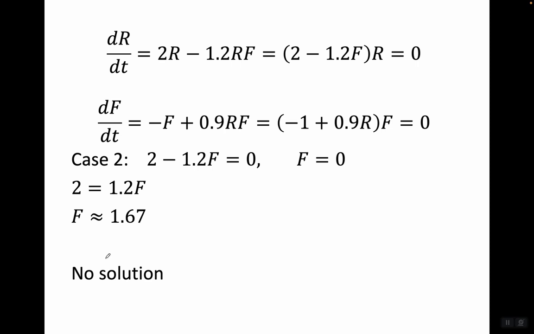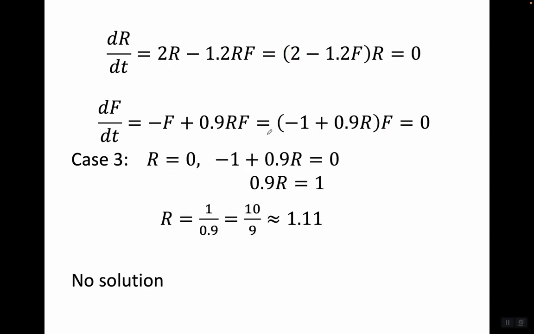Okay, let's try case 2. For case 2, this equals 0, 2 minus 1.2f, and this equals 0. So in case 1, we had this is 0 and this is 0. Now we're choosing this equals 0 and this equals 0. So we've seen before, 2 minus 1.2f equals 0 leads to f equals 1.67. And then we also have f equals 0. That's not possible. F cannot be 1.67 and 0 simultaneously, so there's no solution here for case 2.